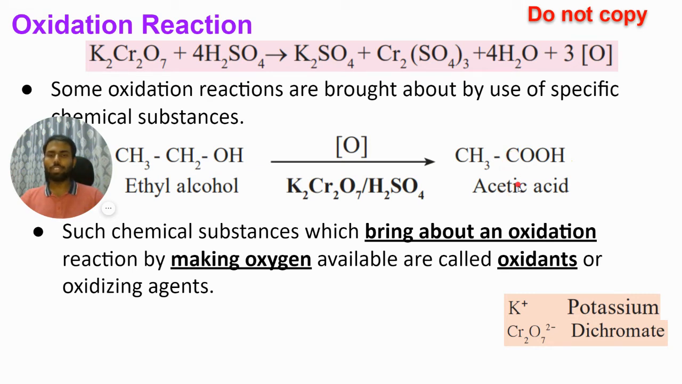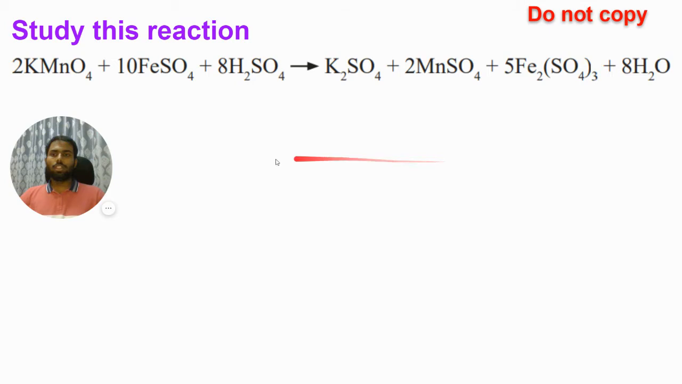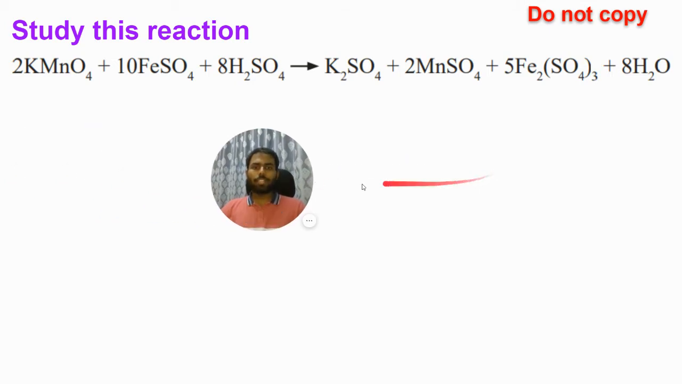Okay, but all you need to remember is जिन substances की वजह से oxidation होता है उस substance को हम लोग oxidant बोल सकते हैं या फिर oxidizing agent बोल सकते हैं. That's all you need to remember. Okay, great. With that, let us move ahead.